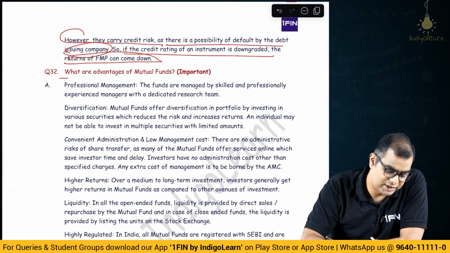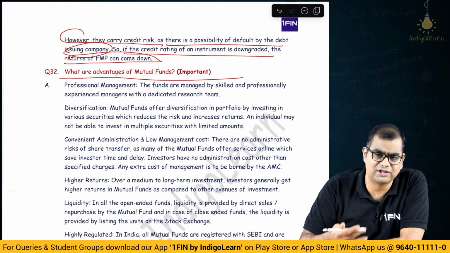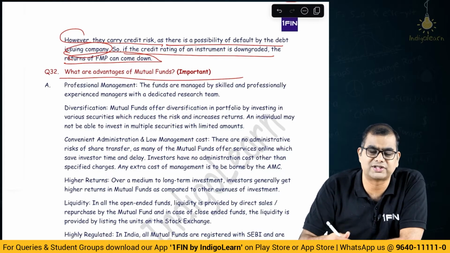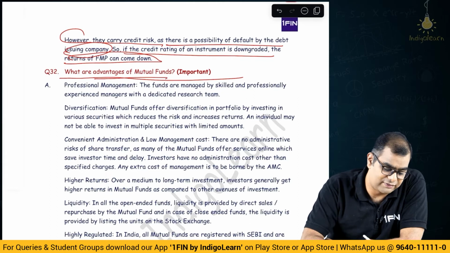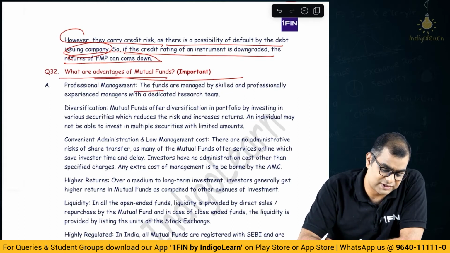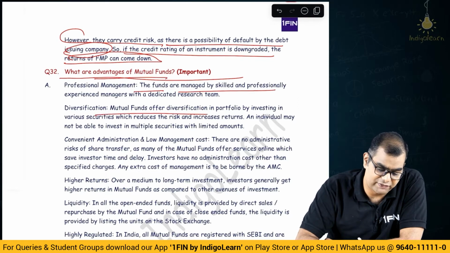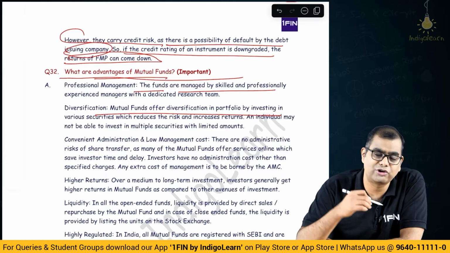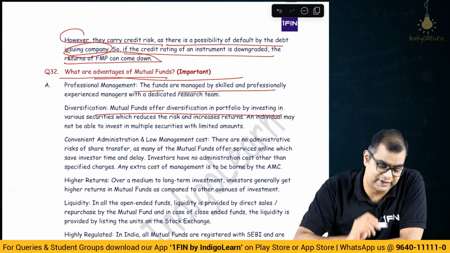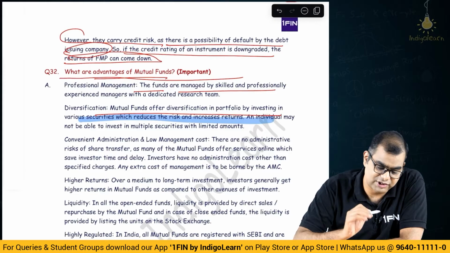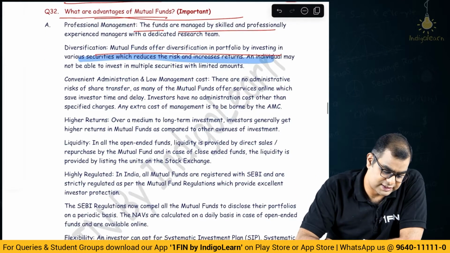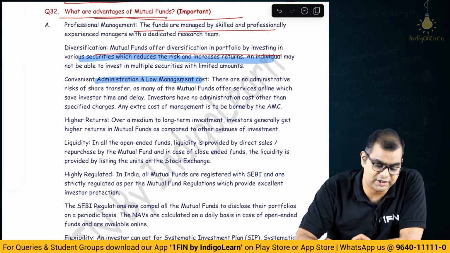Then, what are the advantages of mutual funds? After having understood so many things about mutual funds and various types of schemes, what are the advantages? Professional management: mutual funds are managed by skilled professionals. They offer diversification. What you cannot do on your own, you can put in a mutual fund and diversify, which reduces risk and increases returns. It is very convenient to administer, with low management costs.